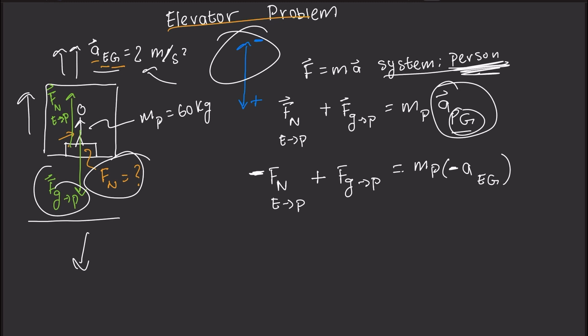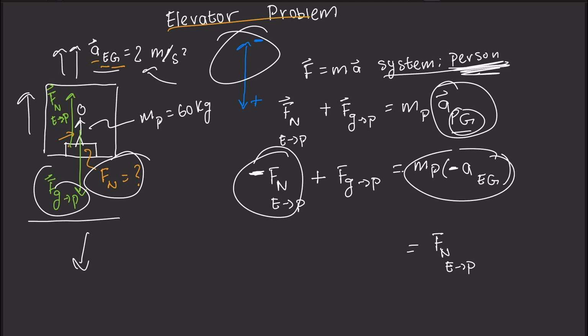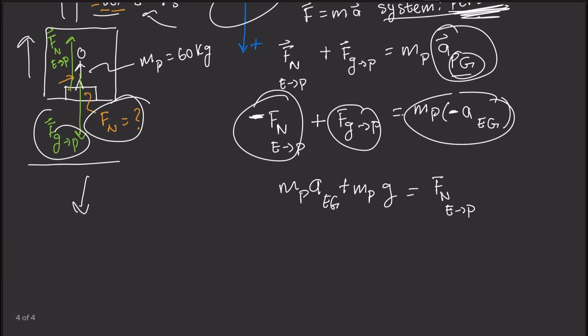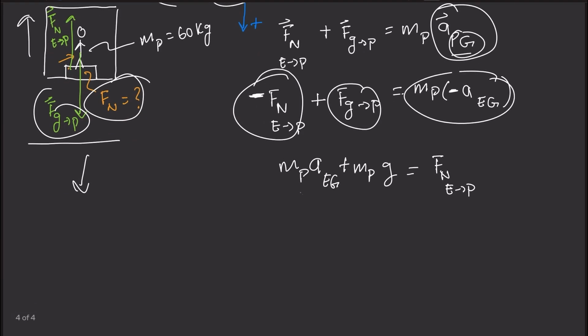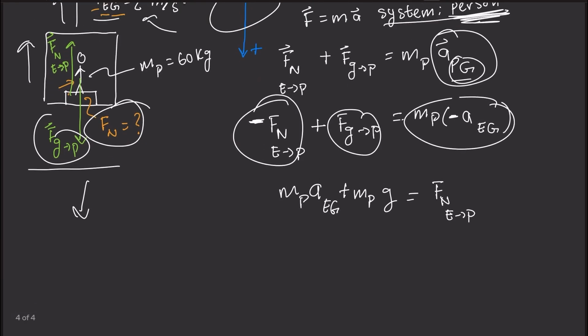Alright, now we just need to solve for the normal force. So I'm going to move it to the right side, equals, and then move this to the left side: mass of the person times acceleration of the elevator relative to the ground, and the force of gravity on the person, so that's mass of the person times g. Okay, so now you just plug in your numbers.